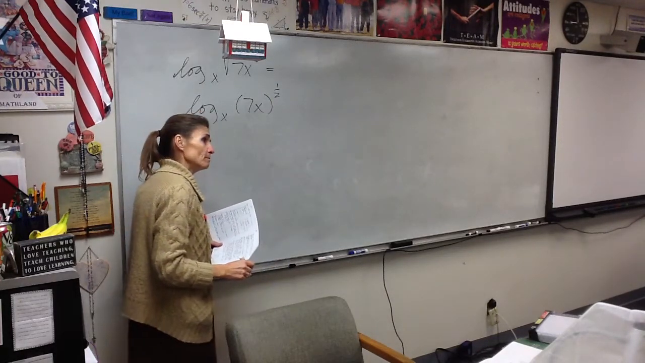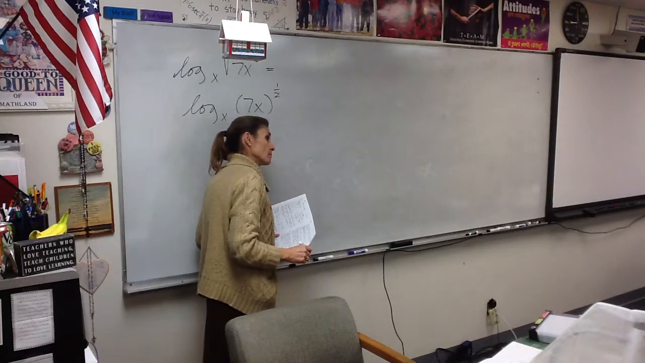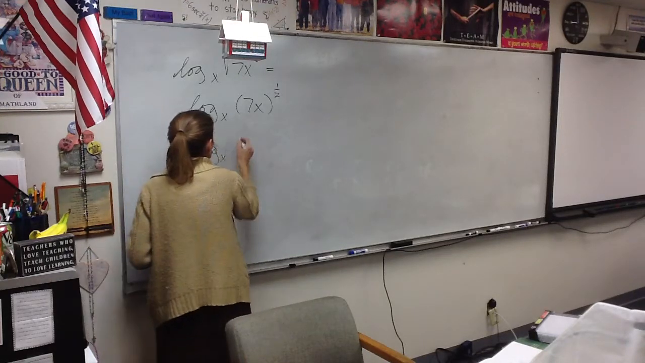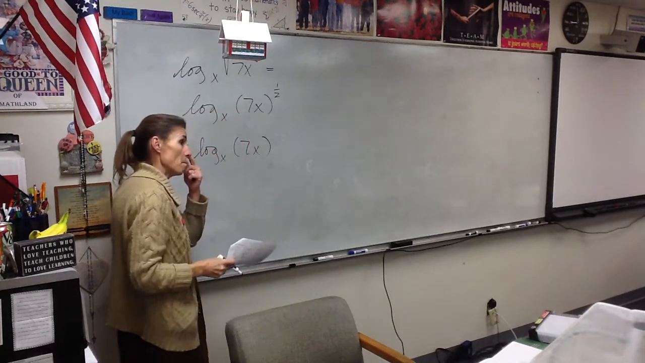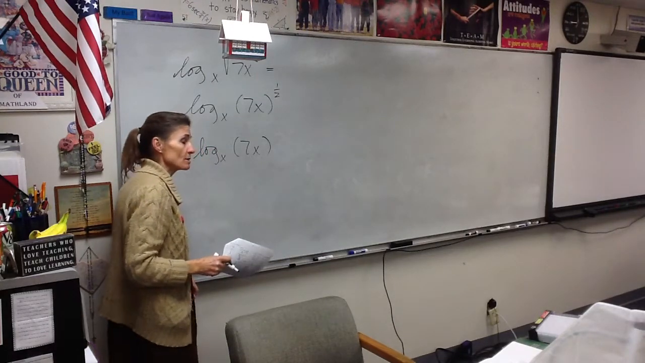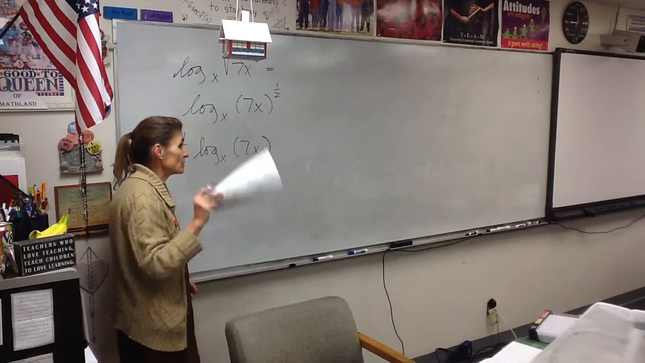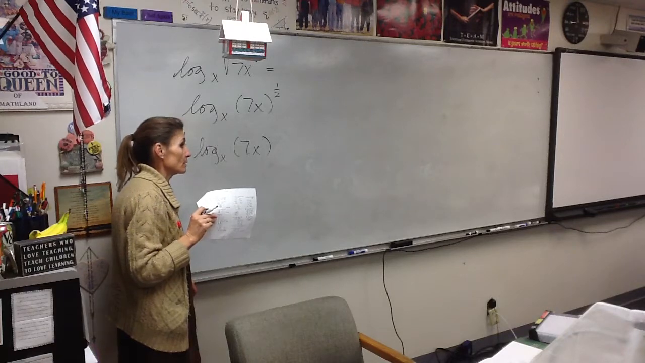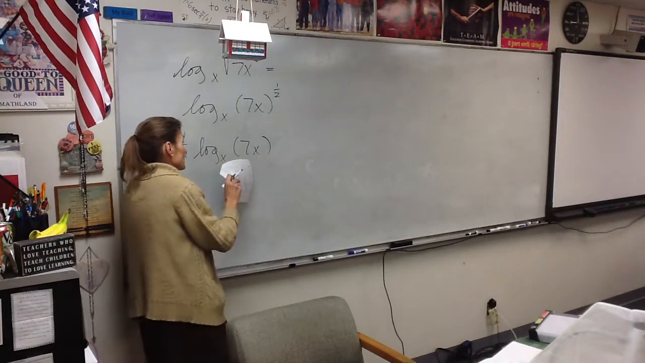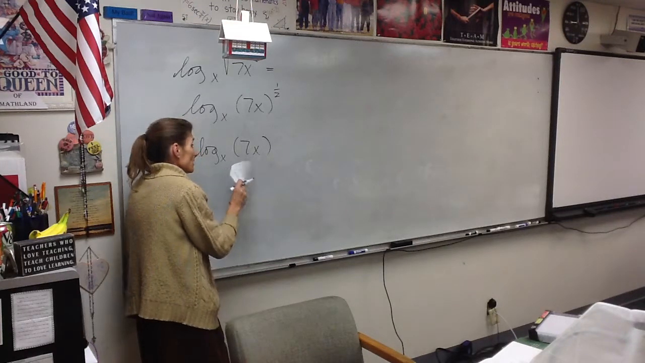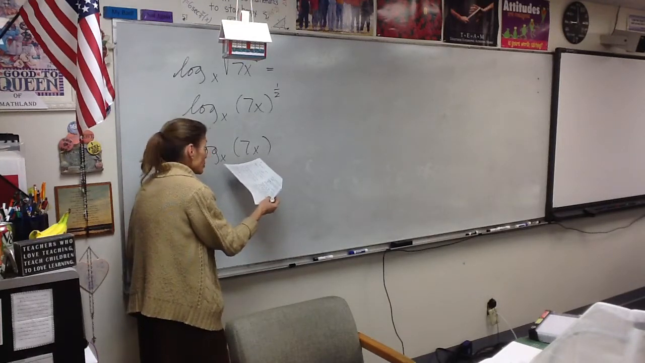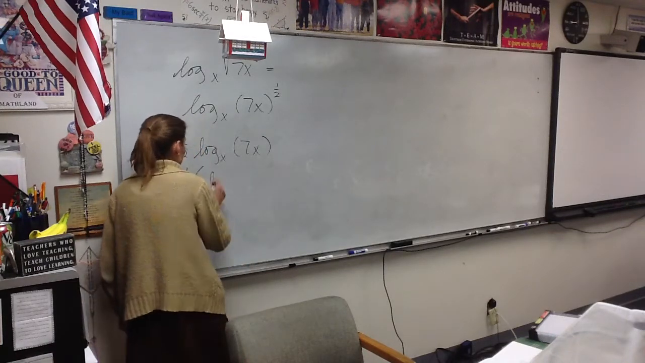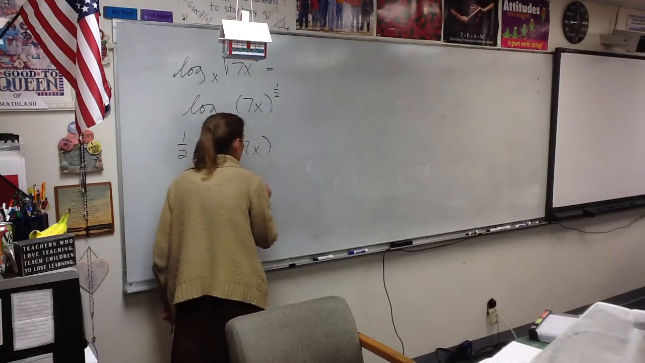And then what? Pull it down. Yeah, that 1/2 can come out in front. Okay, now what? This is where I get confused. Now you shouldn't be confused. What was given? Log x of 7 is 0.123. But this isn't a 7, this is a 7x. They're being multiplied together, so what could we do there? Pull it apart. How would it pull apart? Log x of 7 plus log x of x.